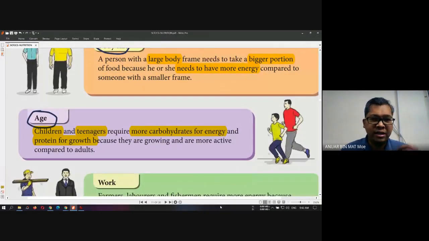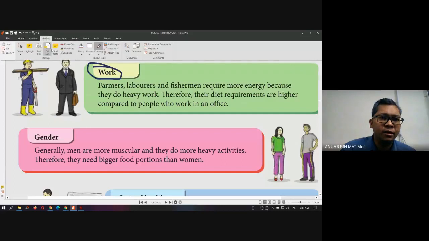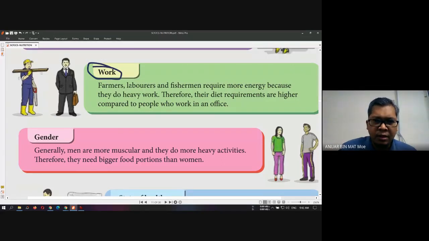But for children and teenagers like you, because you are still growing and still active, you need to take more food than usual, right? So the next one, we go to the next one. The factor number 3 is work. Very easy, right?